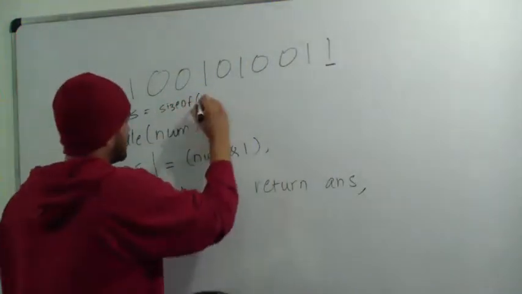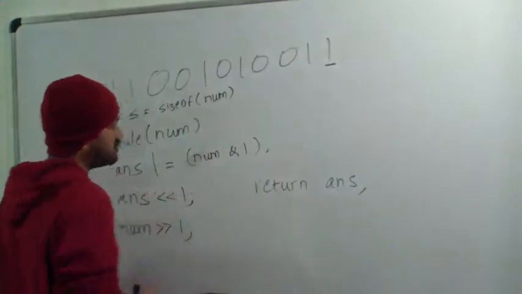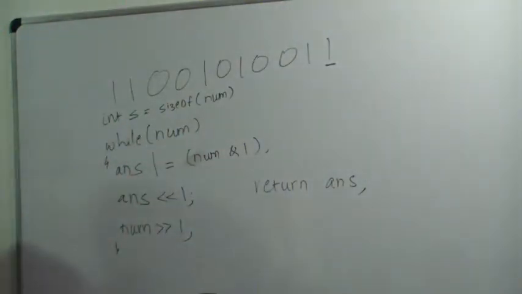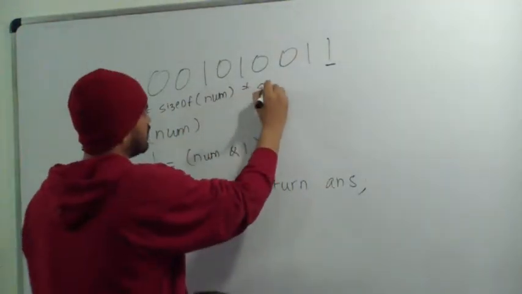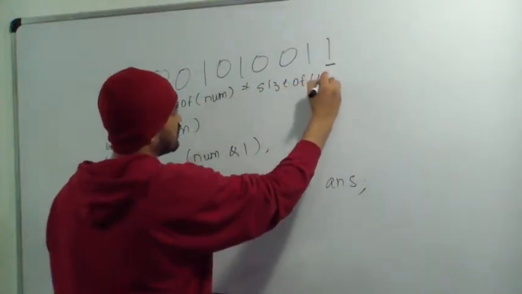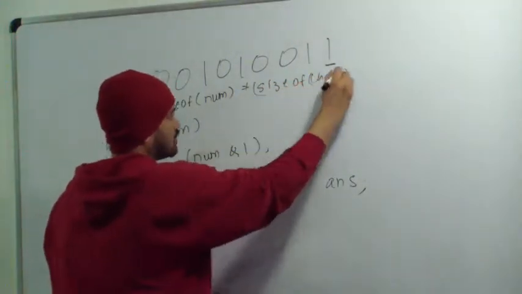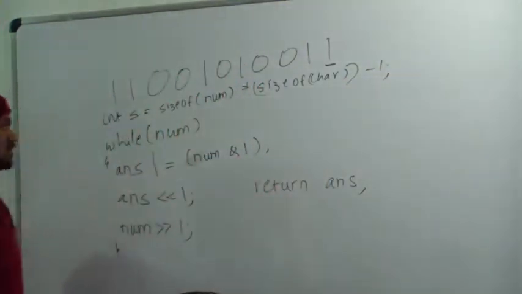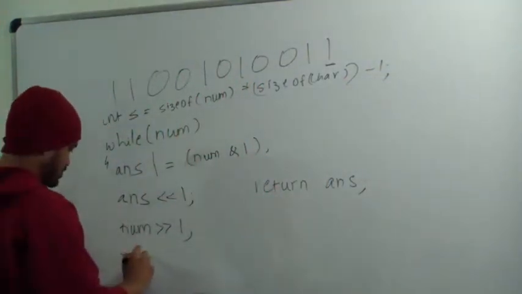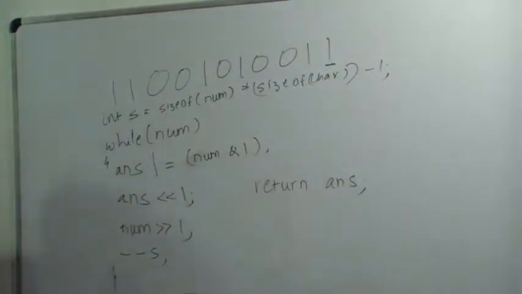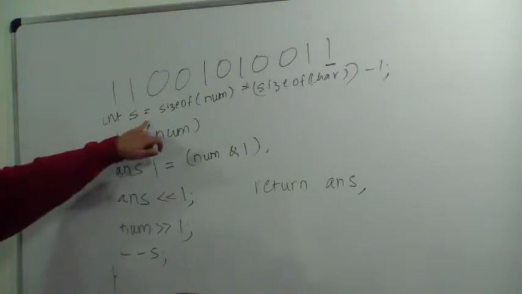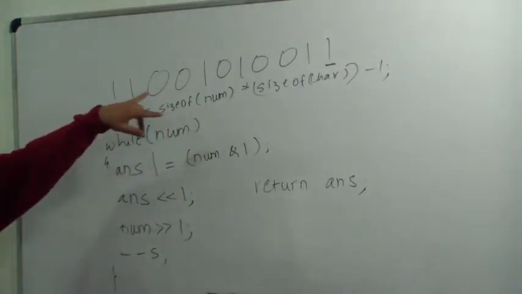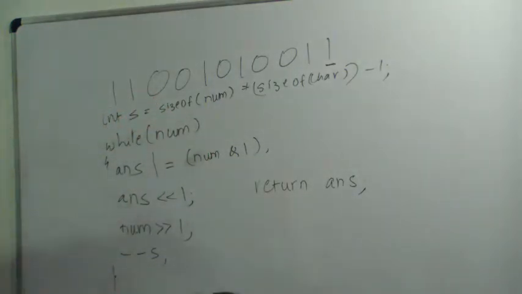size of num into size of char minus 1. You are reducing this s, meaning you know what is the total size or the length of the number irrespective of the zeros and ones.